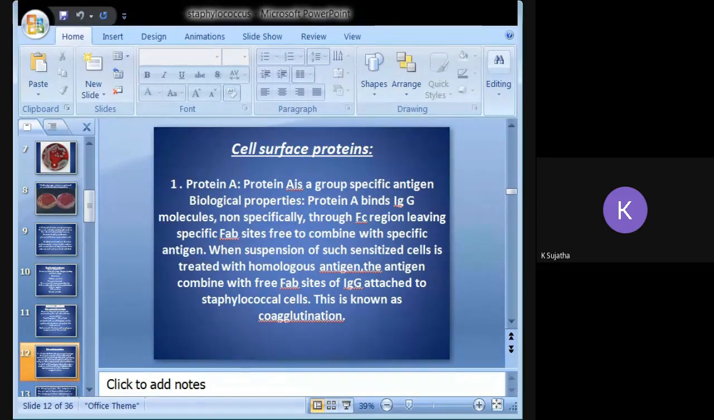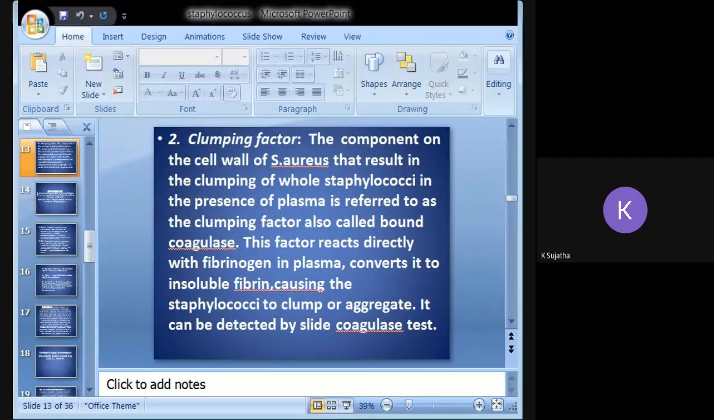Next, what substances are present on the surface of the cell wall? Proteins. Protein A is the name. Protein A is present on the surface of the Staphylococcus aureus cell wall. The special feature is that protein A is able to bind to the Fc region of IgG antibody, and it is involved in the coagulation test. Next, clumping factors.